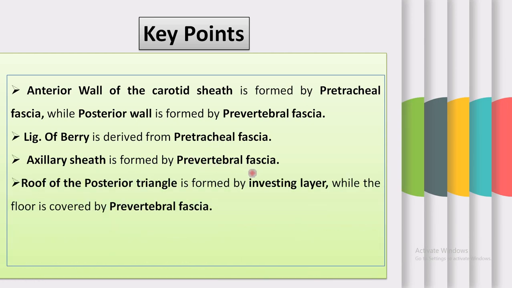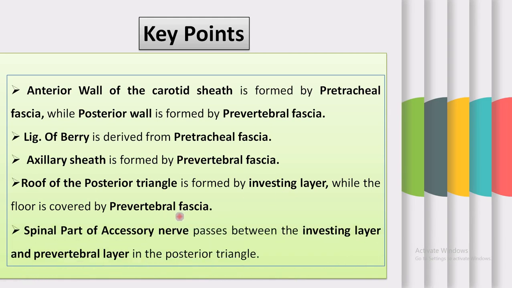The roof of the posterior triangle is formed by the investing layer, while the floor is formed by the prevertebral fascia. The spinal part of the accessory nerve passes between the investing layer and prevertebral layer in the posterior triangle.